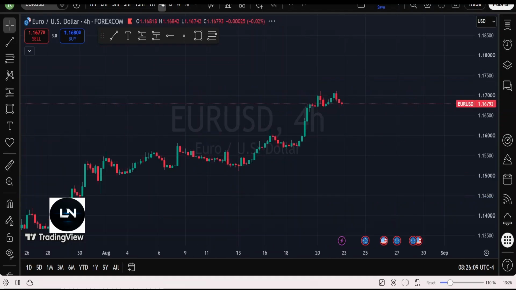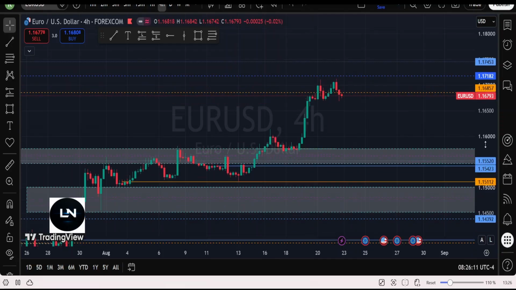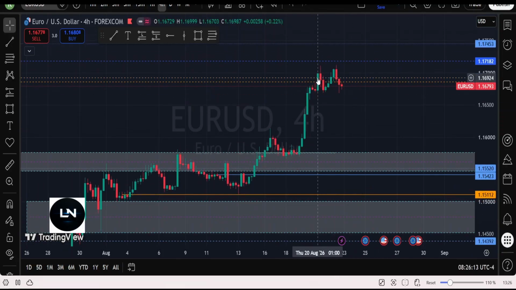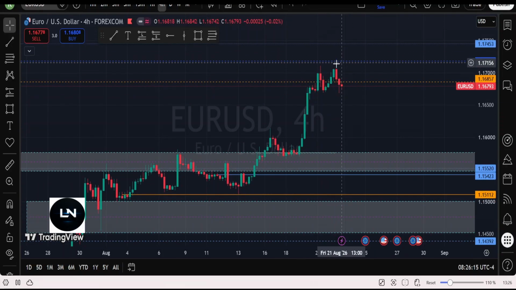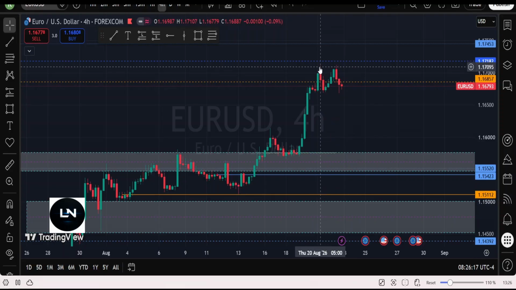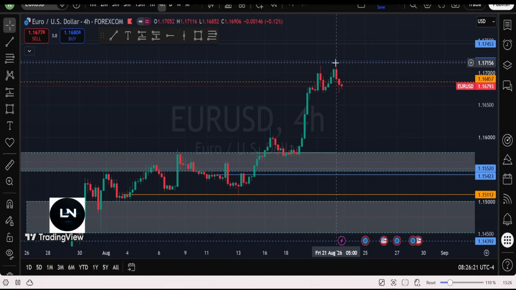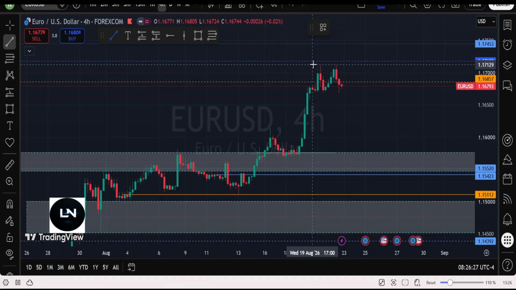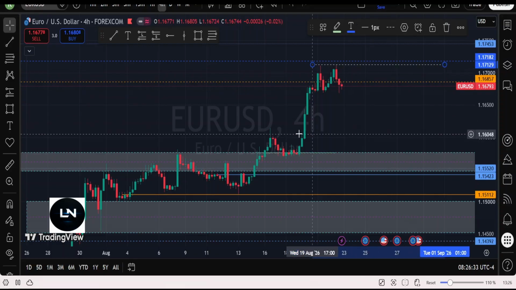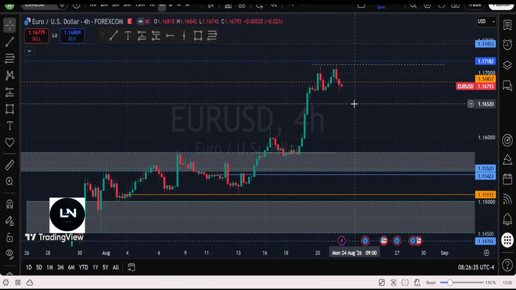If we drop to the four-hour, we can see the market at that particular level created a double top. This becomes another liquidity level that we have to keep our eyes on, which will also become our Friday high. So let's give that a map. Yes, so we've been able to mark these. These are the areas we are looking at.